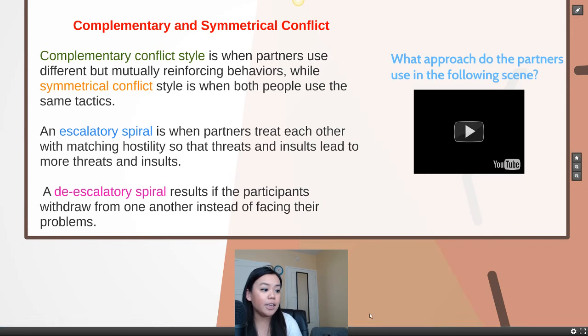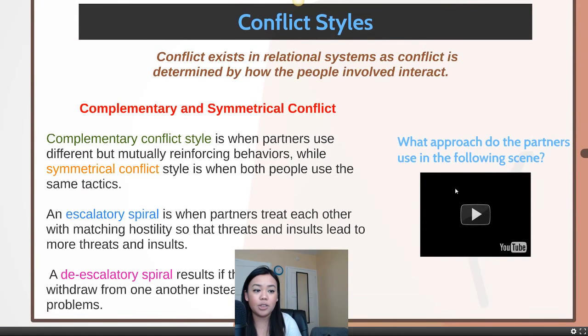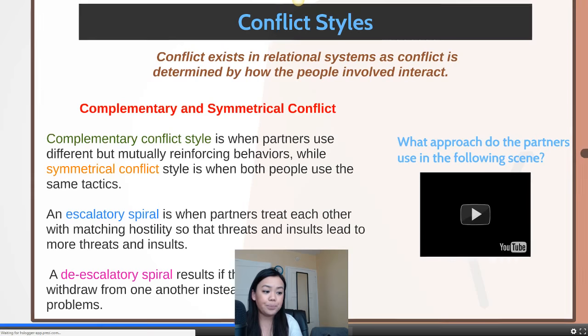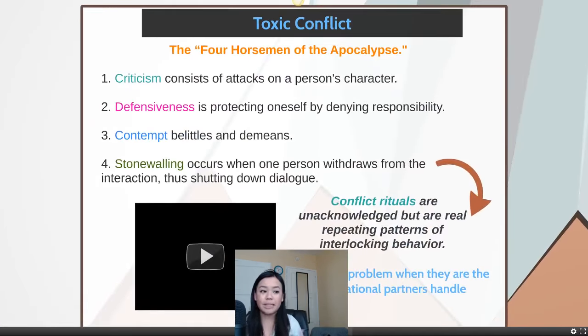So you can see here in this scene, two people who are in a relationship in this movie scene are fighting. And you can see how they start to escalate and then de-escalate within the scene itself.